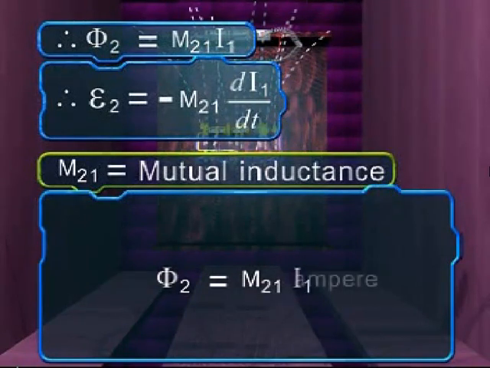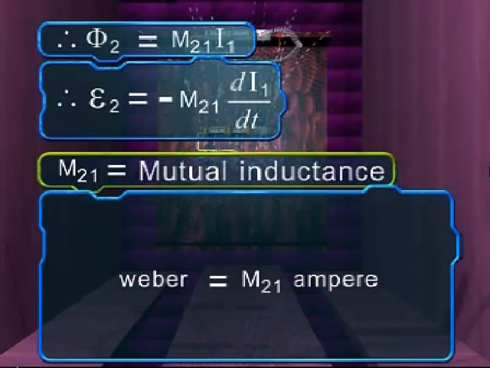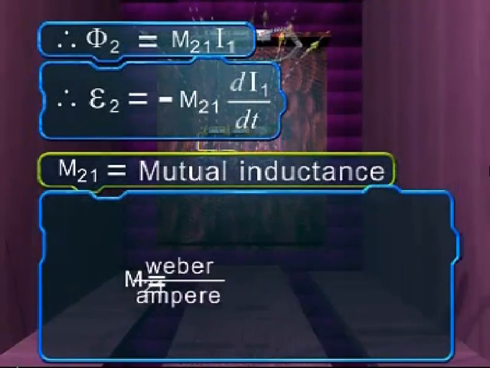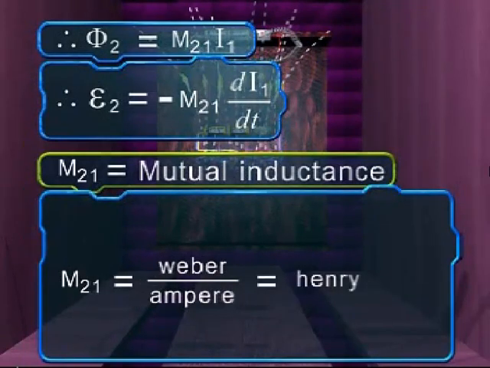If the current is expressed in amperes and the flux in Webers, then the unit of mutual inductance is Weber upon ampere, which is equal to Henry.